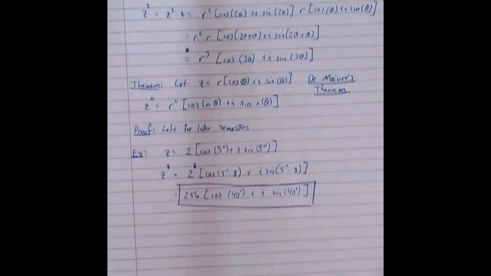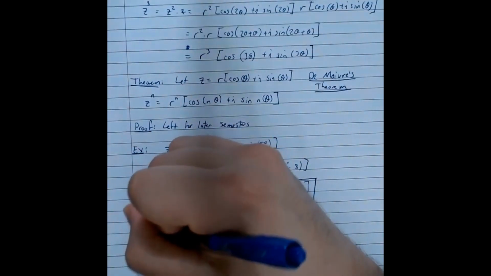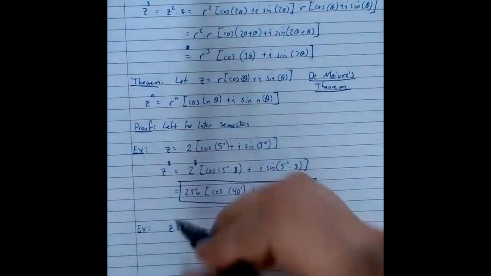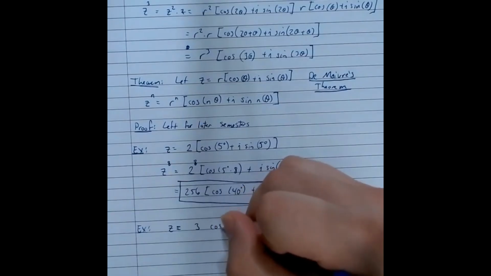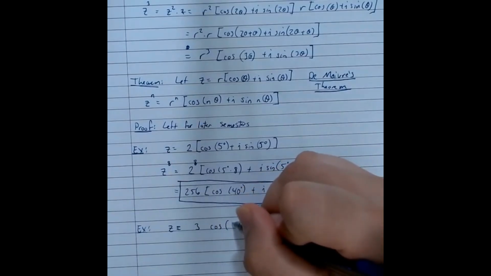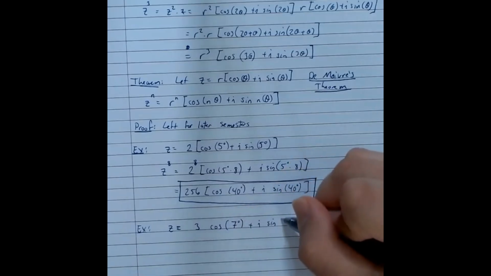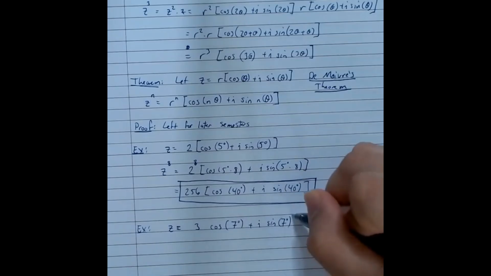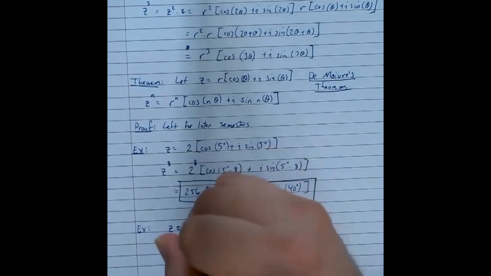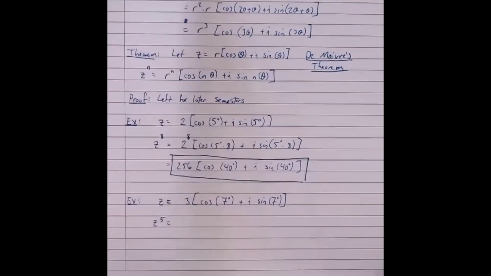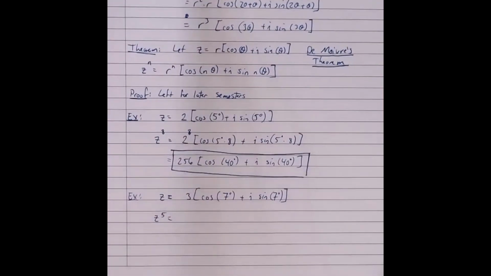Okay. Here, go ahead and give this a try. Let's say z is equal to 3 times the cosine of 7 degrees plus I sine of 7 degrees. Go ahead and take z and raise that to the 5th power. All right. Go ahead and pause the video, and whenever you're done, unpause and we'll go through it together.